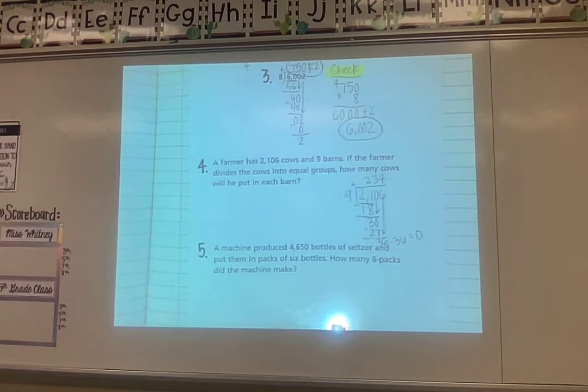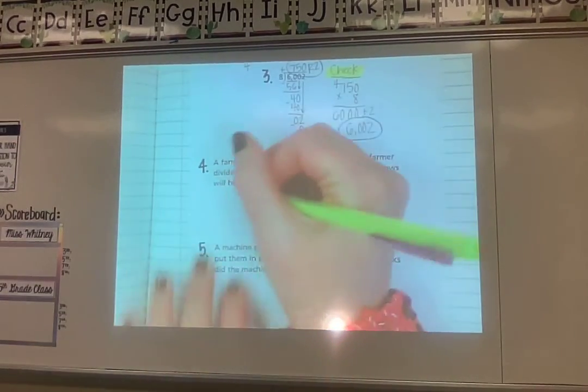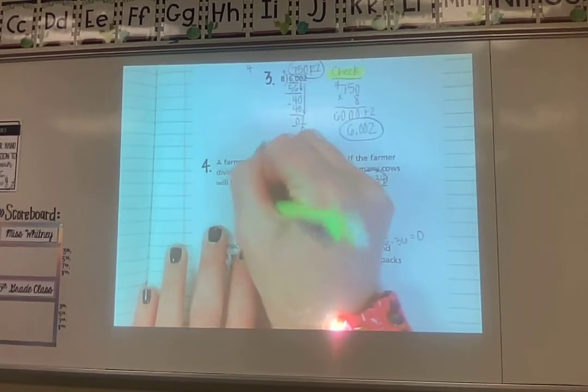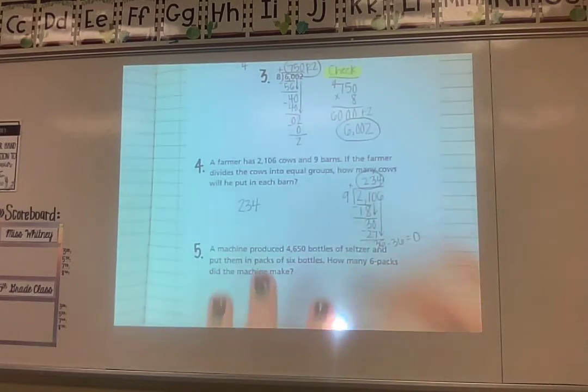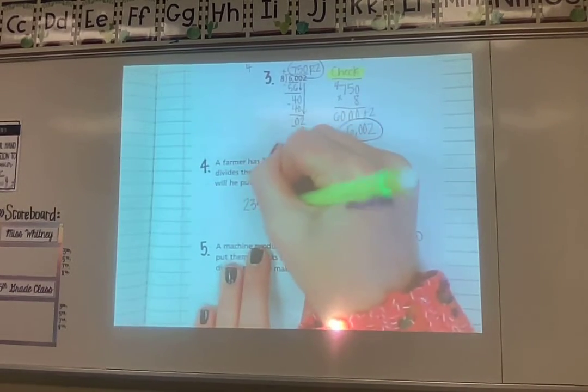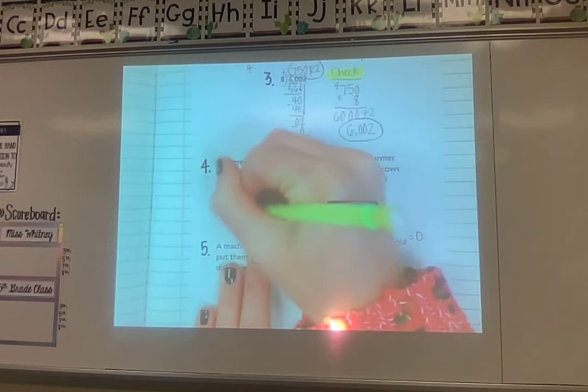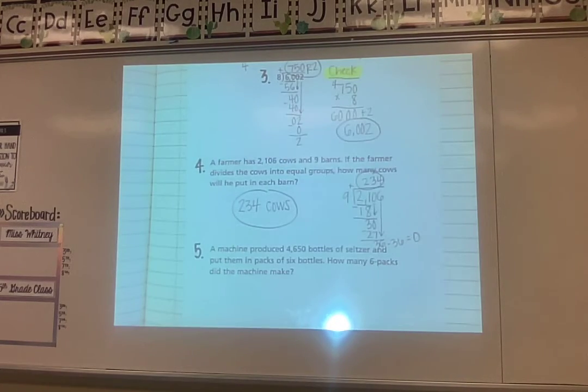Ran out of room there a little bit. Bananas, I have nothing to bring down. I do not have a remainder. So 234. And I know that I need a label. That would be cows. He's going to put 234 cows in each barn. It's quite a few cows.